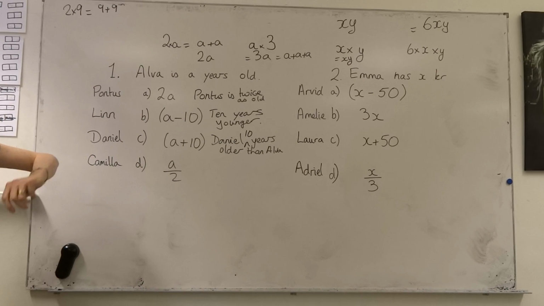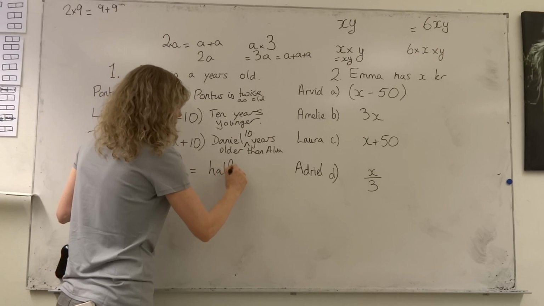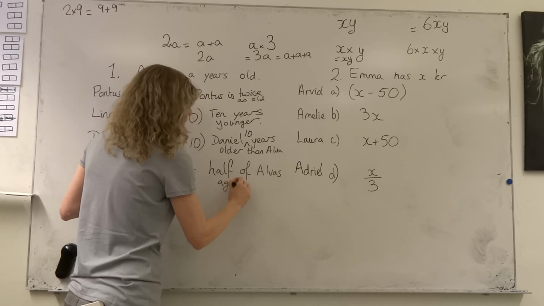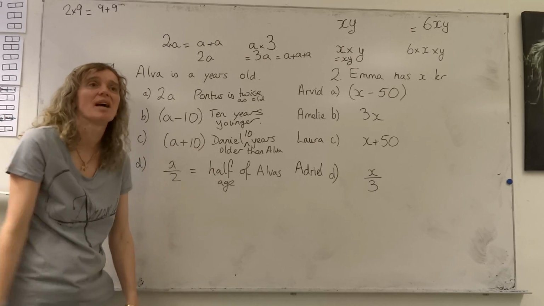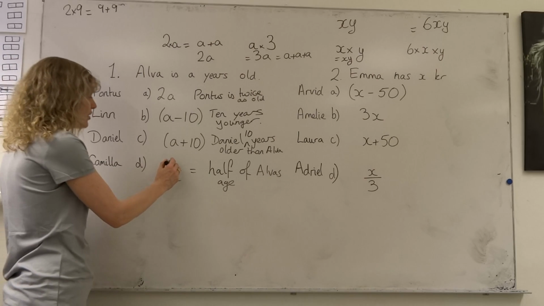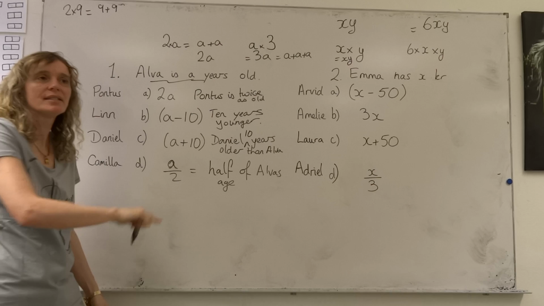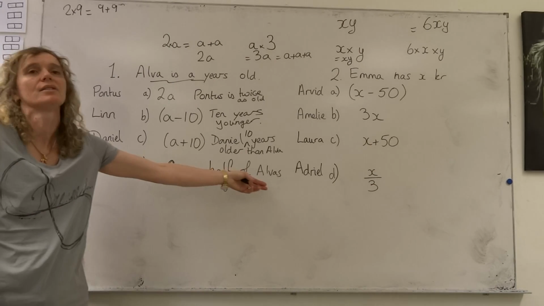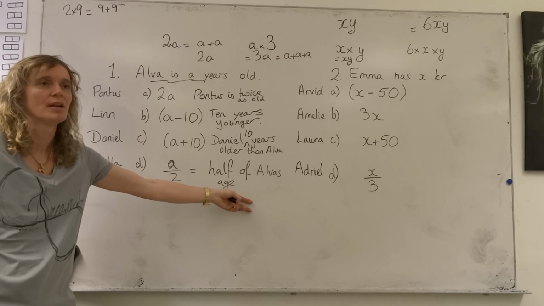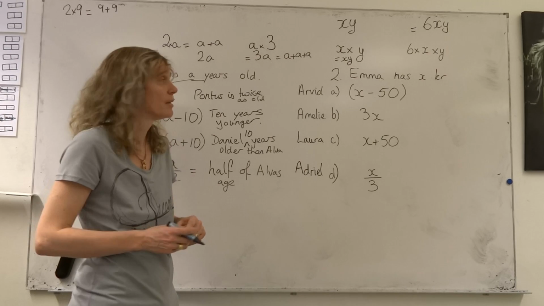And then we have Camilla then. How old is Camilla? Well, Camilla is half of Alva's age. And if we were going to have to write these sentences all the time, it would take ages. So that's why we can represent them in terms of algebra. If we just define that Alva is a years old, everybody understands then that a divided by 2 is that she's half of Alva's age. That's a lot easier to write than that every time. So algebra saves you time in answering questions.